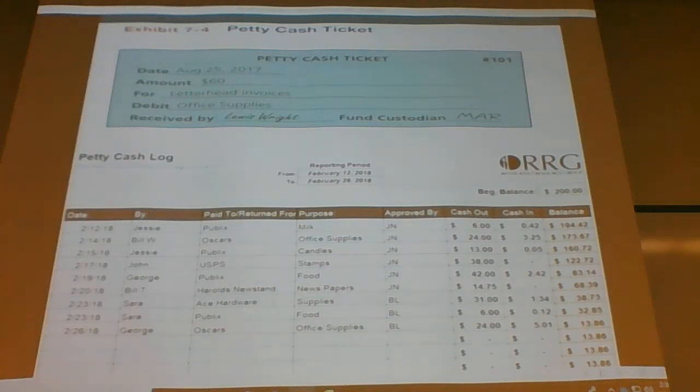Sometimes the way this will work is the employee will actually just pay the money out of their own funds, and then they will bring the receipt to the petty cash custodian and be reimbursed the exact amount at that time. So in those situations, there would be no need for this column here for the change, all right?